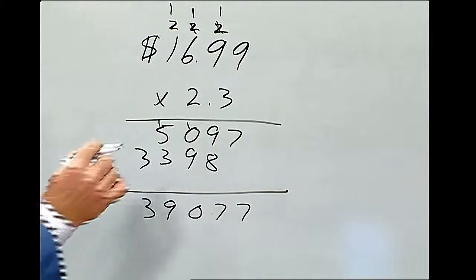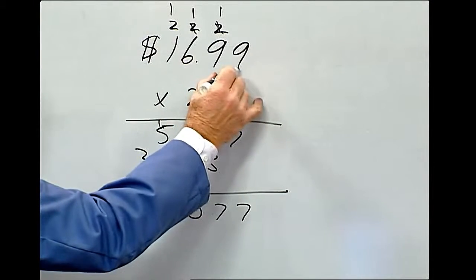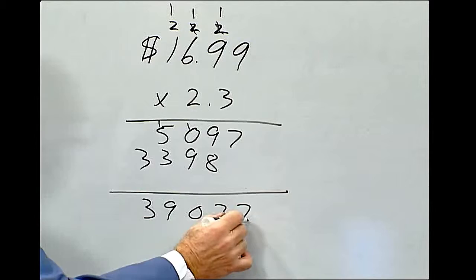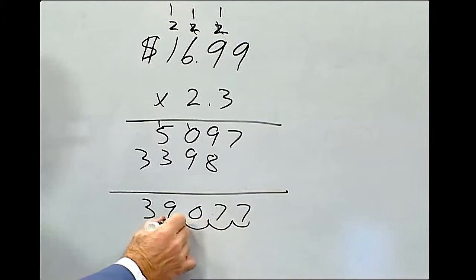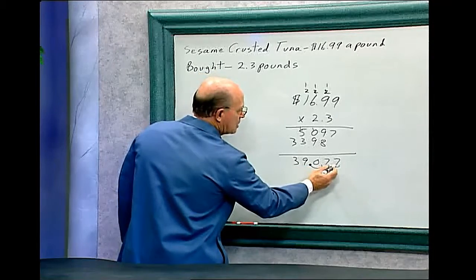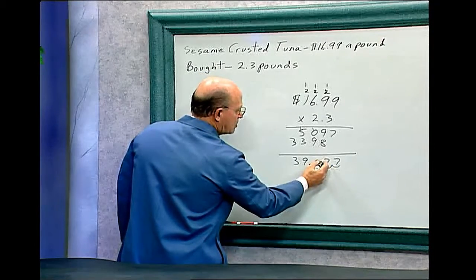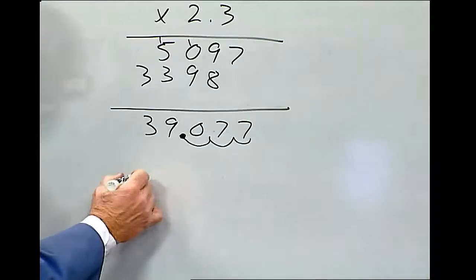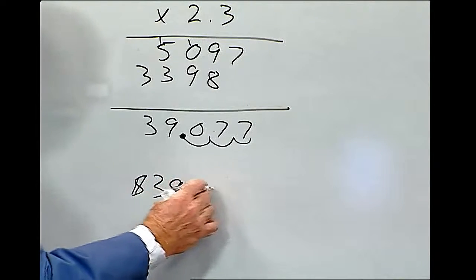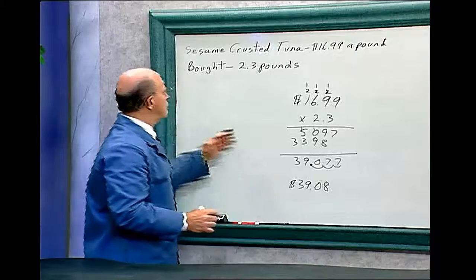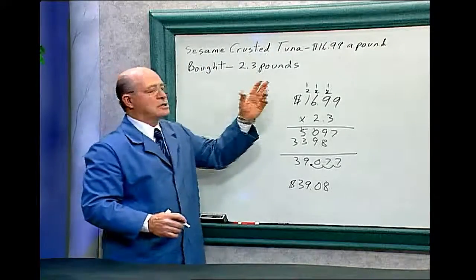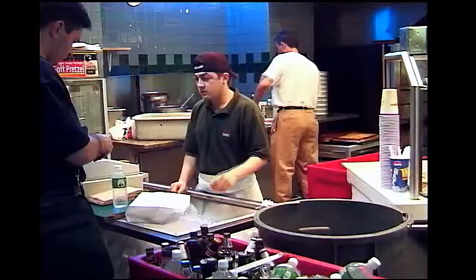And now we have to count the amount of decimal places. 1, 2, and 3. And so the cost will be, and since this is a 7, this raises this point by 1 penny. Cost is $39.08 for 2.3 pounds of sesame crusted tuna at $16.99 a pound.